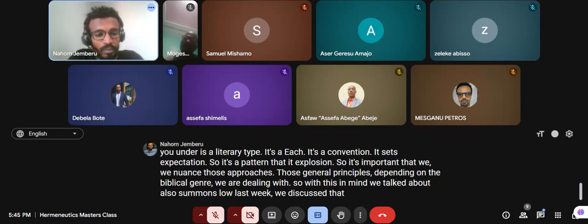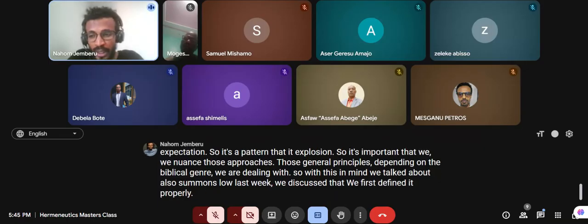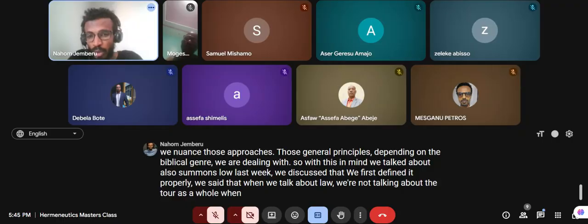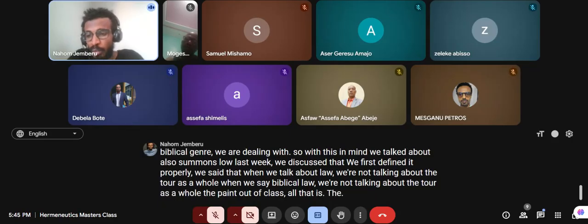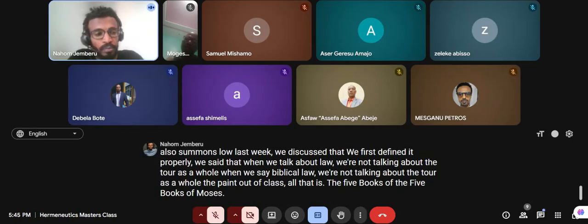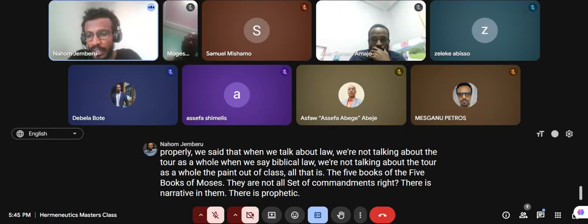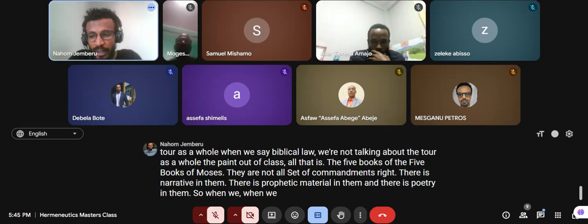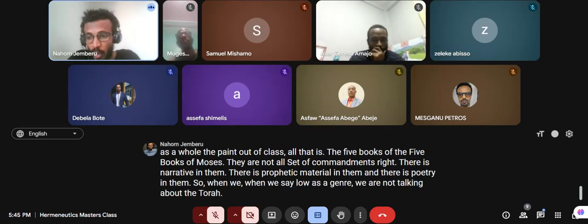We discussed that we first defined it properly. We said that when we talk about law, we are not talking about the Torah as a whole. When we say biblical law, we are not talking about the Pentateuch as a whole, the five books of Moses. They are not all a set of commandments, right? There is narrative in them. There is prophetic material in them. And there is poetry in them. So when we say law as a genre, we are not talking about the Torah as a whole or the five books as a whole.